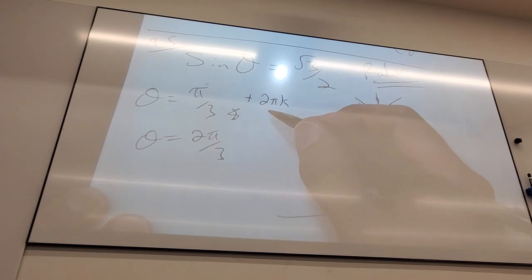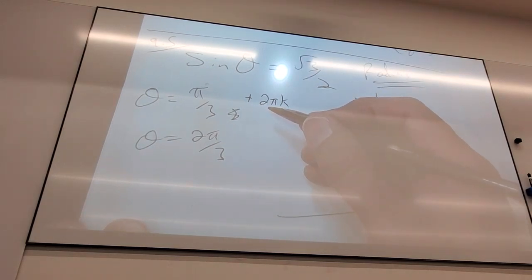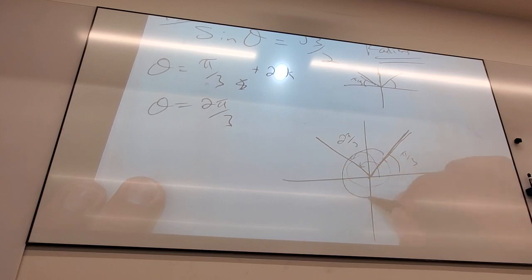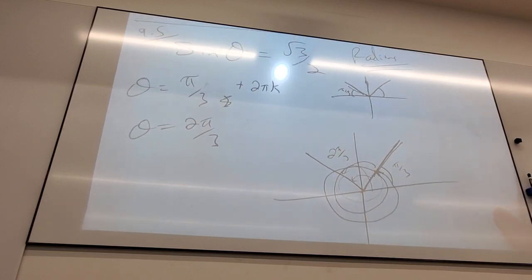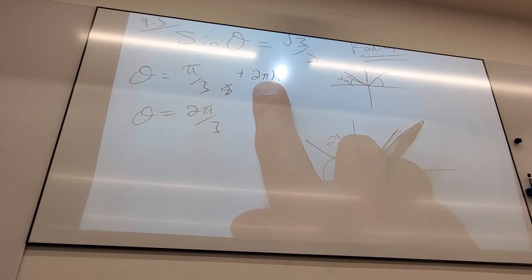Couldn't I add any multiple of 2 pi? Couldn't I rotate once? That would be add 2 pi. Couldn't I rotate again? That would be add 2 pi's. Can I rotate again? Yes? All the way around, yeah. Totally. That's what this is doing. So what's K?